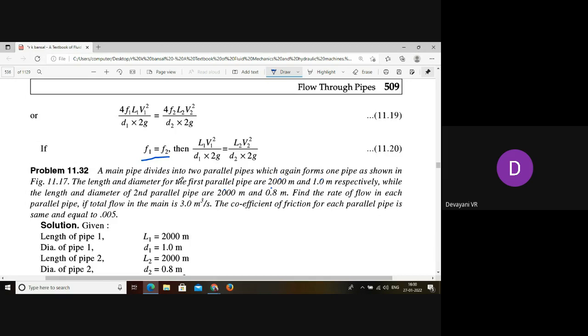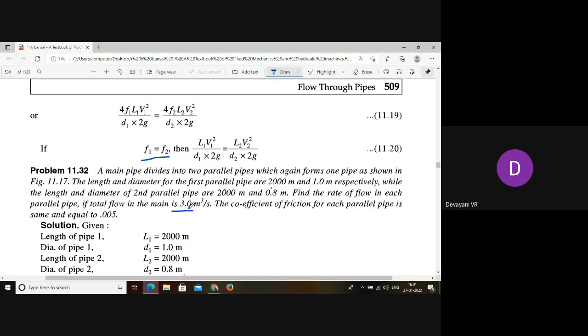So problem ఏం చెప్పాలంటే ఒక పైప్ 2 pipes గా డివైడ్ అయ్యి మళ్ళీ ఒక పైప్ గా కనెక్ట్ అయిపోయింది అన్నమాట. అండ్ ఫస్ట్ పైప్ కి లెంత్ అండ్ డయామీటర్, సెకండ్ పైప్ కి లెంత్ అండ్ డయామీటర్ ఇచ్చేసాడు. లెంత్ డయామీటర్ ఇచ్చిన తర్వాత ఈచ్ పైప్ యొక్క రేట్ ఆఫ్ ఫ్లో క్యాలిక్యులేట్ చేయమన్నాడు. అంటే Q1 కావాలి, Q2 కూడా కావాలి. అండ్ ప్రాబ్లంలో టోటల్ ఫ్లో ఇన్ ద మెయిన్ పైప్, టోటల్ డిశ్చార్జ్ Q వాల్యూ ఇచ్చాడు.